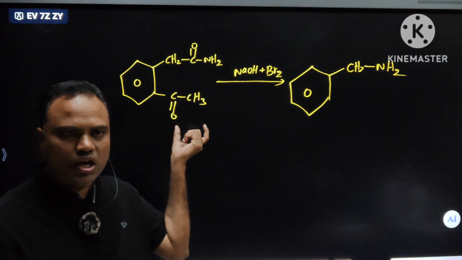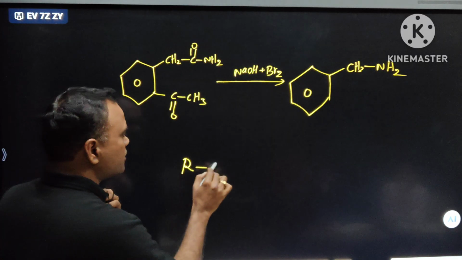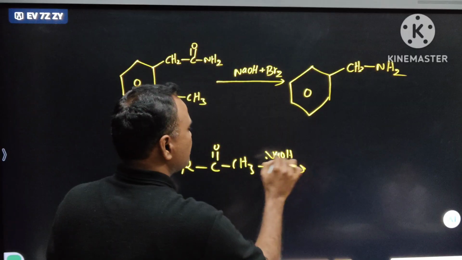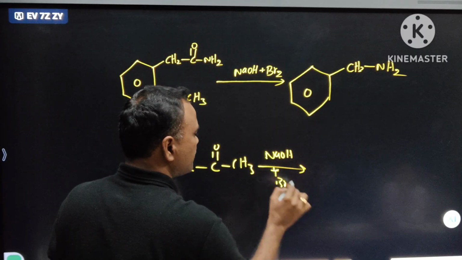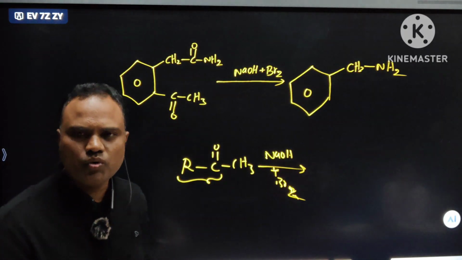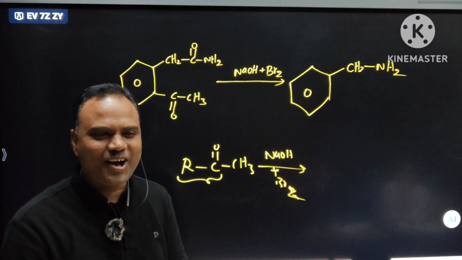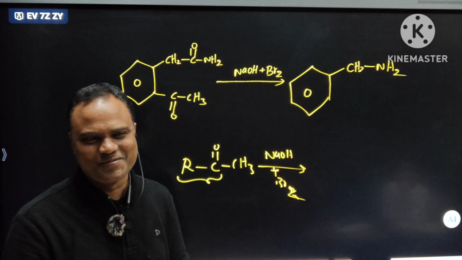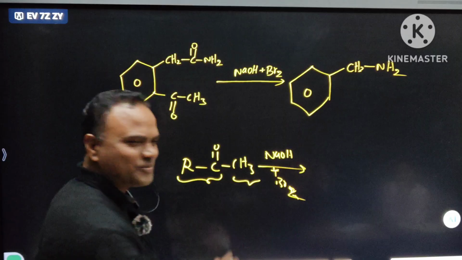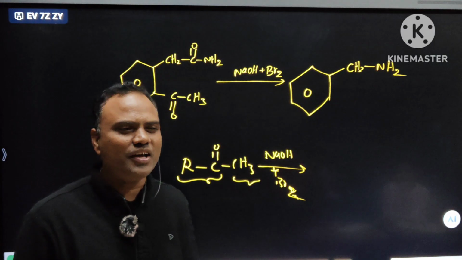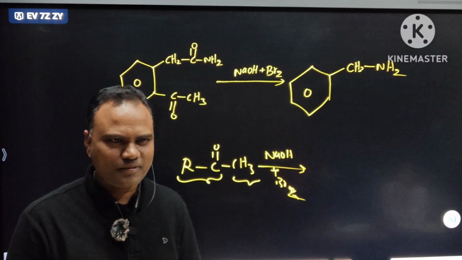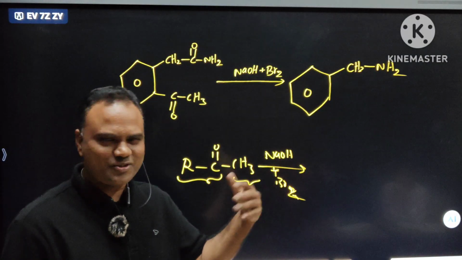Next, this is haloform. C double bond O, CH3, with NaOH plus Br2 or Cl2 or I2, you know. This part will convert to carboxylic acid. This part will convert to haloform: CHCl3, CHBr3. Clear? If you give a gap, slowly you will forget.